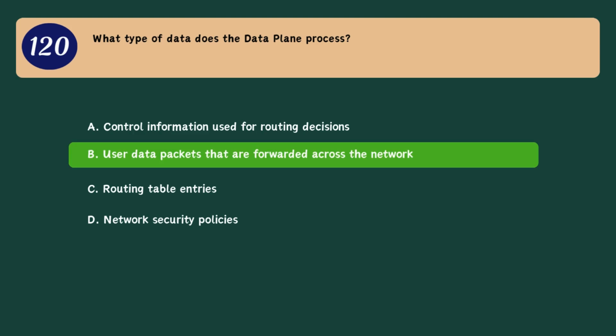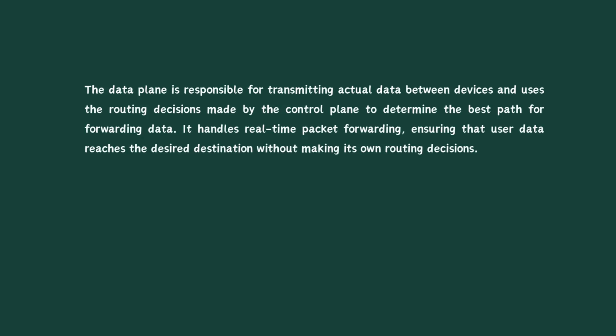Correct answer: B. User data packets that are forwarded across the network. The data plane is responsible for transmitting actual data between devices and uses the routing decisions made by the control plane to determine the best path for forwarding data. It handles real-time packet forwarding, ensuring that user data reaches the desired destination without making its own routing decisions.